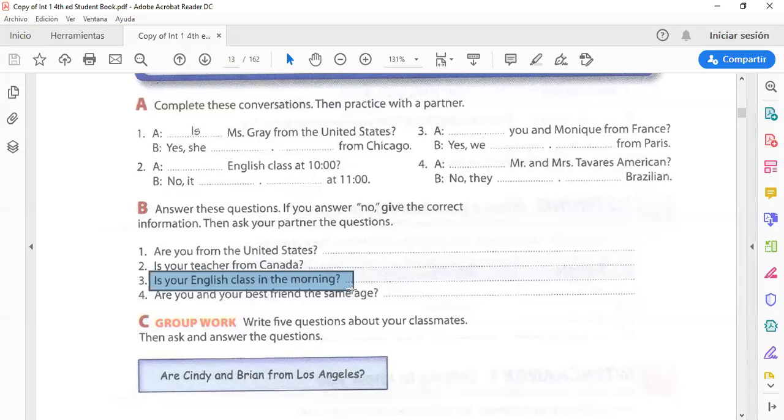It's not yes, I am, because it's not about you. It's about the class. So you can say yes, it is. Yes, it is. Without contractions, no contractions. Okay, like that.